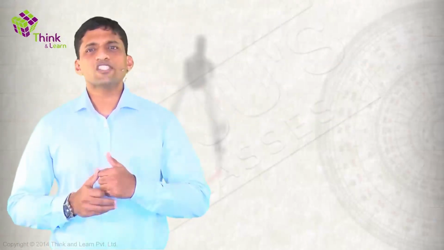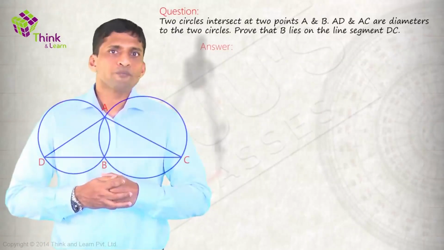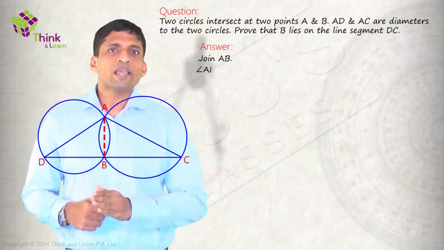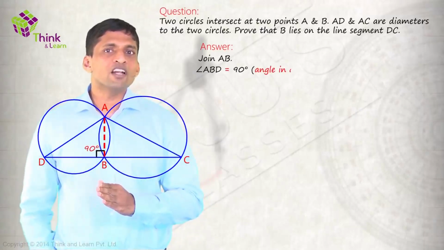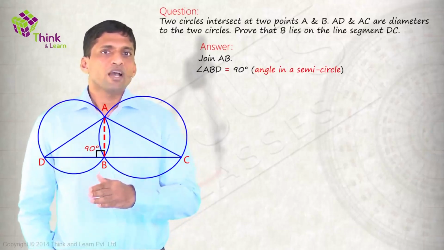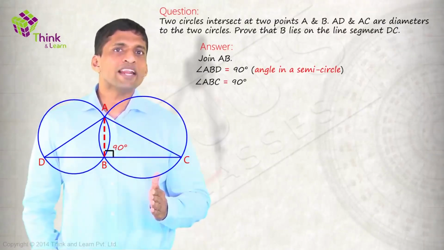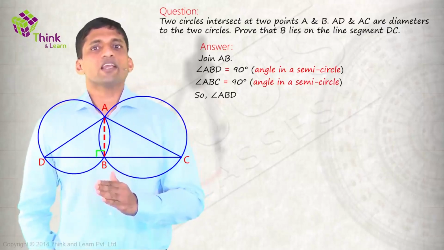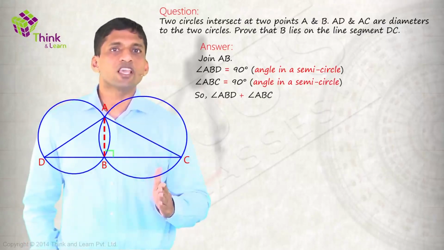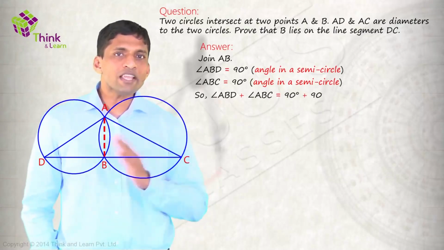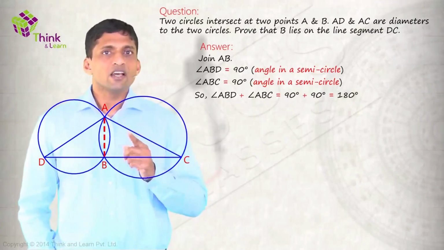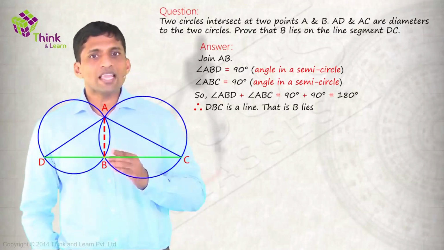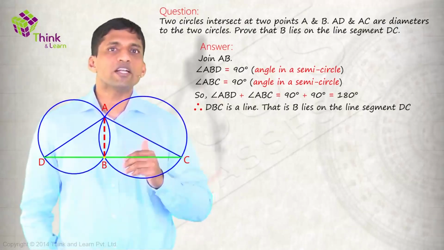Now this is also a very simple question. To do this, first join AB. Now angle ABD will be 90 degrees because that's the angle in a semicircle. Angle ABC is also 90 degrees because of the same reason. So if I take angle ABD plus angle ABC, it will become 90 plus 90, equal to 180 degrees. Therefore, DBC is a line, that is, B lies on the line segment DC.